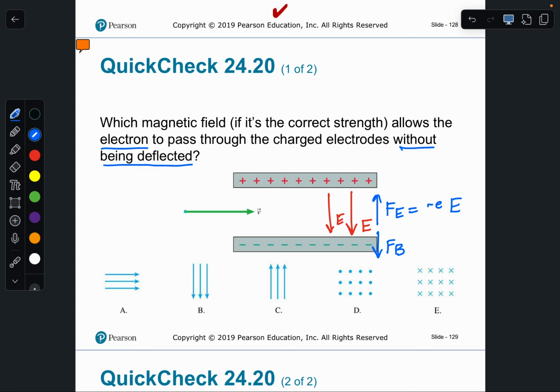I'm using my left hand because it's an electron. Okay, so FB is down, that's my middle finger pointing down. Thumb is to the right for velocity. Pointer finger of my left hand is pointing into the page. So I'm going to need an into-the-page magnetic field to give me that downward force of the magnetic field to counteract the upward force due to the electric field.